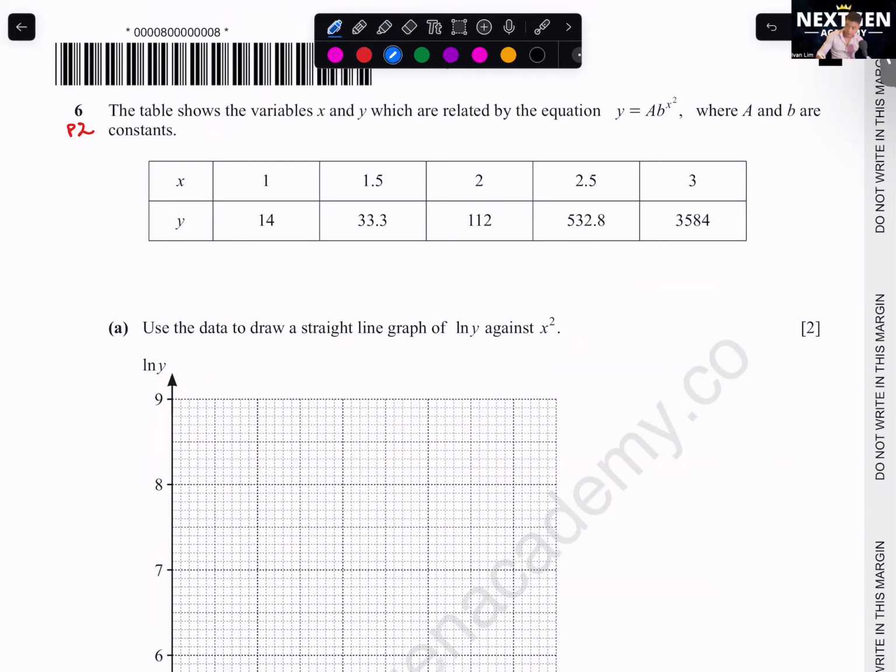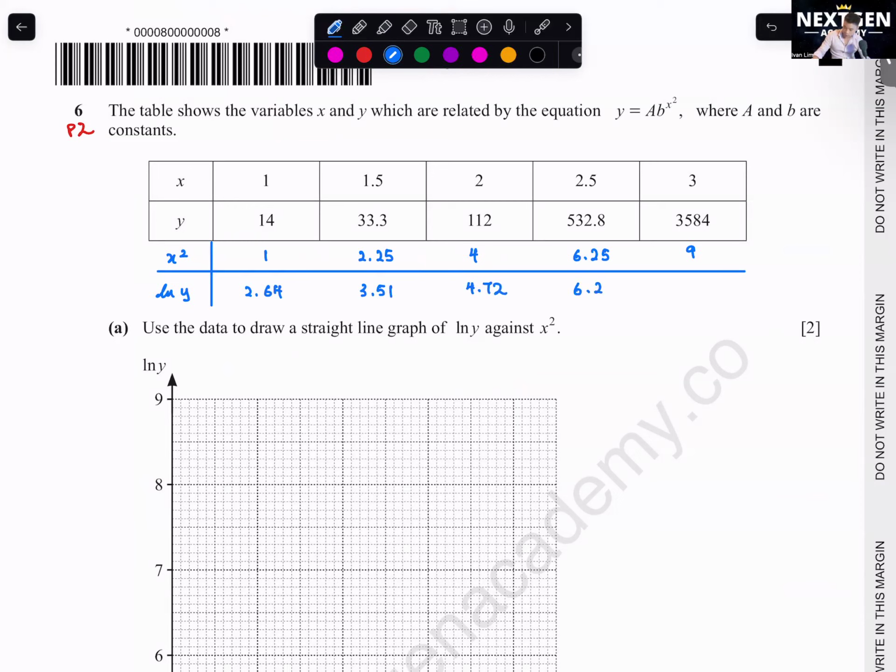So everyone take out your calculator. Create another 2 rows down here: x squared and ln y. So 1 squared, 1. 1.5 squared, 2.25. 4, 6.25, 9. Then ln all the y values. We will get here 2.64, 3.51, 4.72, 6.28, and 8.18.